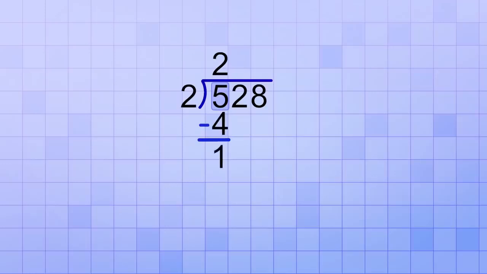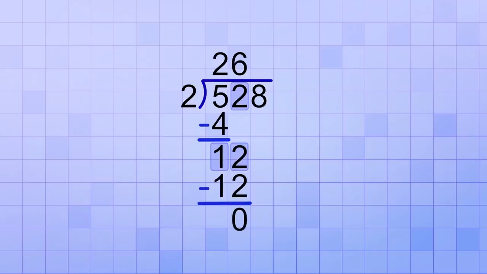which leaves us a remainder of 1. Now we move to our next digit, and we need to bring down a copy of it to combine with the remainder from the first digit. Then we ask, how many 2's will make 12? That's easy, 6. So we put 6 as the next digit of our answer. 2 times 6 equals 12, and 12 minus 12 leaves no remainder.